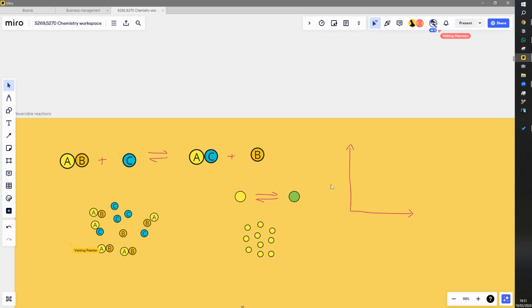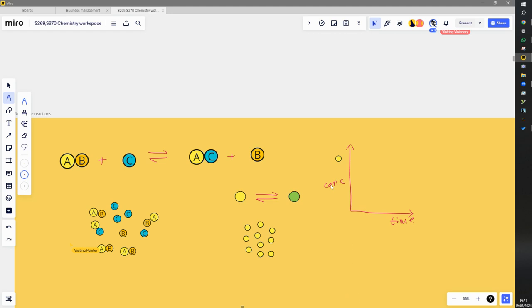So if we wanted to know how the concentration of the yellow ones is changing over time, at the beginning, the concentration is going to be high. There's going to be nothing but this yellow stuff, so it's going to be a high concentration. And the rate of the reaction is going to be very high because there's nothing but reactants. So because the rate of the reaction is going to be high, then this one's going to be concentration, and this one's going to be time.